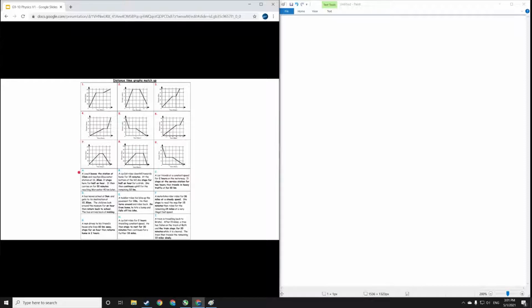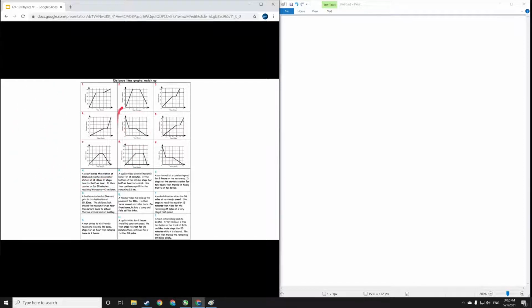And let's look at the first one. A coach leaves the station at 10 a.m. and reaches Gloucester Station at 11:30. So 1.5 hours of motion, and then it stops here for half an hour. It then carries on for 30 minutes and reaches Worcester 40 kilometers later. So immediately we can rule out a couple of them.